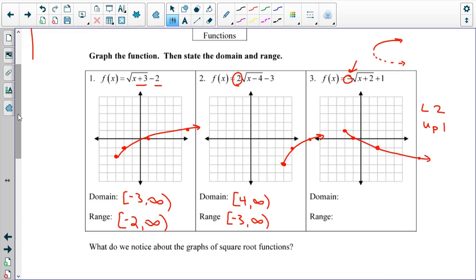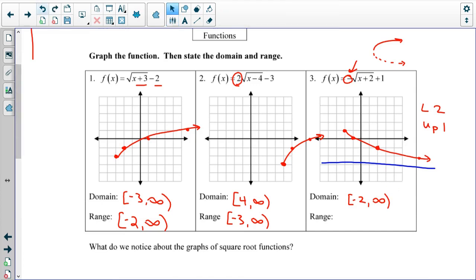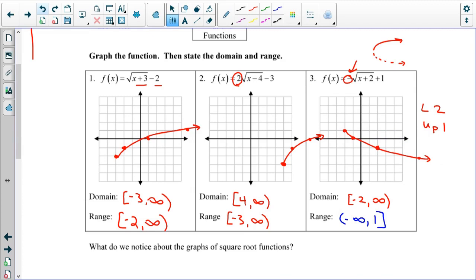If you notice, the domain in this case is from -2 to infinity, but the range, if I'm looking at the range, goes from negative infinity all the way up until 1. I forgot to put the pen down, which made it look kind of dumb. So my range is from negative infinity to 1. Notice that my range includes all of the negative values of y all the way up until positive 1.